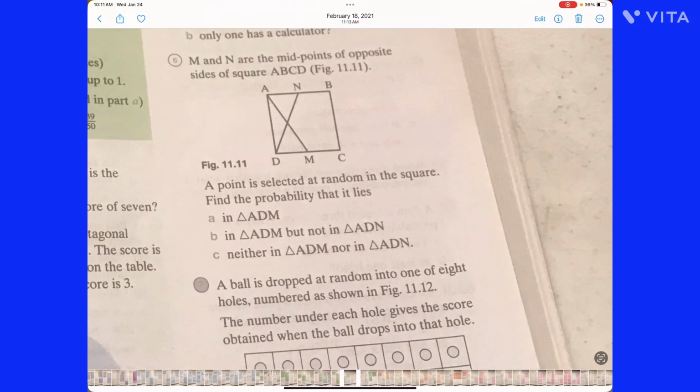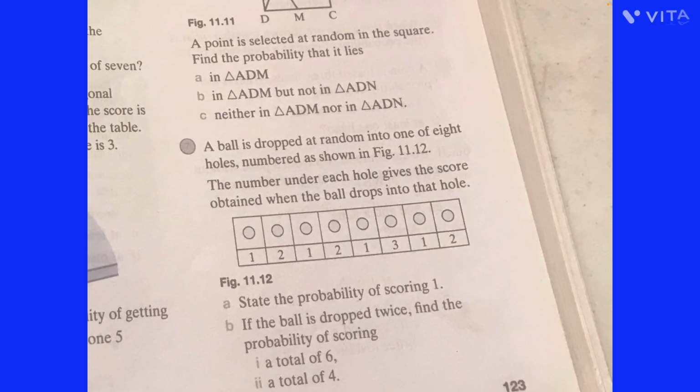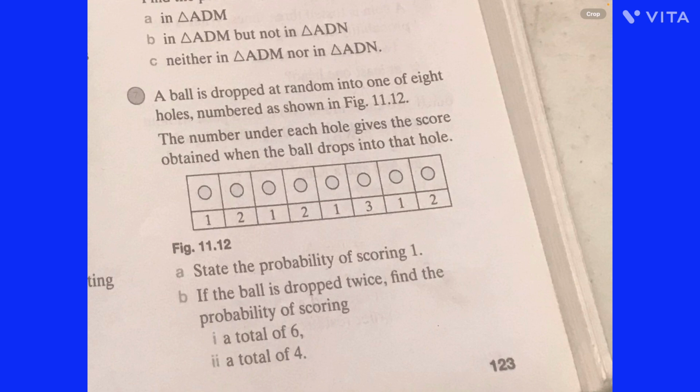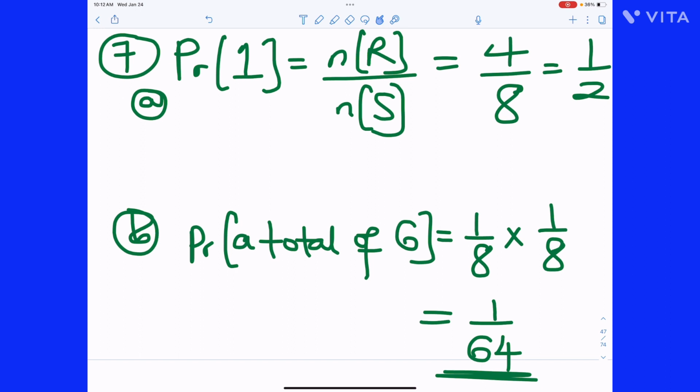Question 7 says a ball is dropped at random into one of 8 holes, numbered as shown in figure 11.12. The number under each hole gives the score obtained when the ball drops into that hole. State the probability of scoring 1. How many ones do you have here? 1, 2, 3, 4. How many 2s? 1, 2, 3. So the probability of scoring 1 is the number of required outcomes over the number of possible outcomes. That's 4/8, which is 1/2.